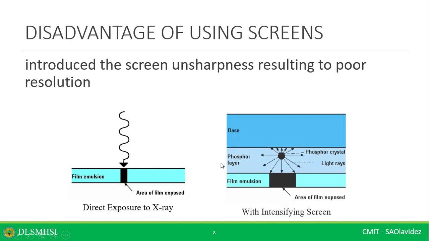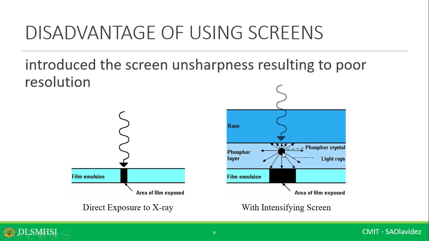When an intensifying screen is used, the single X-ray photon interacts with the phosphor crystal of the intensifying screen and is converted to many light photons that are emitted isotropically. That is, in all directions, not just towards the film, but those light photons that are allowed to interact with the X-ray film will affect a large area of the film compared to a direct exposure film. This large area of exposure resulting from light emitted by the intensifying screen is called the screen unsharpness.